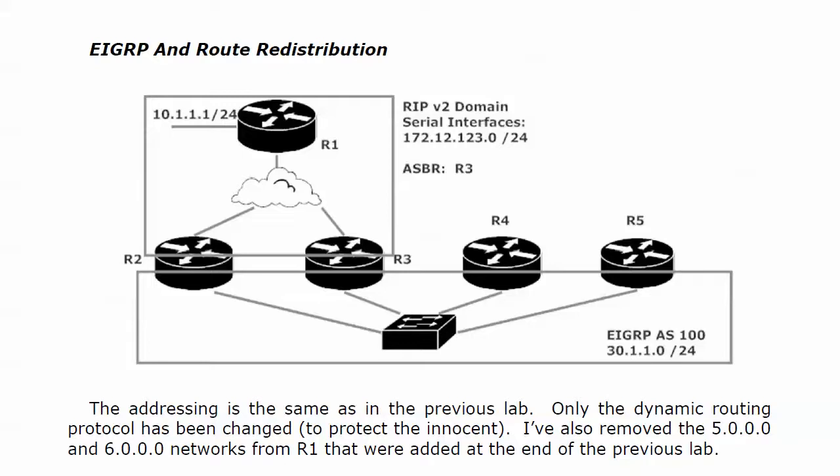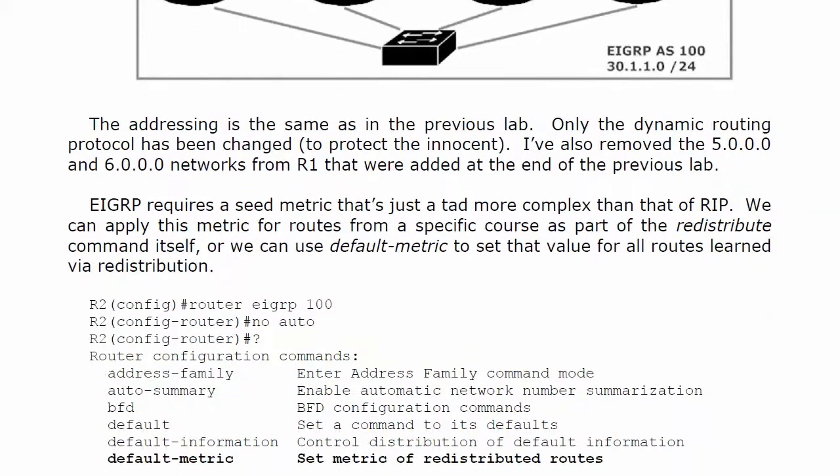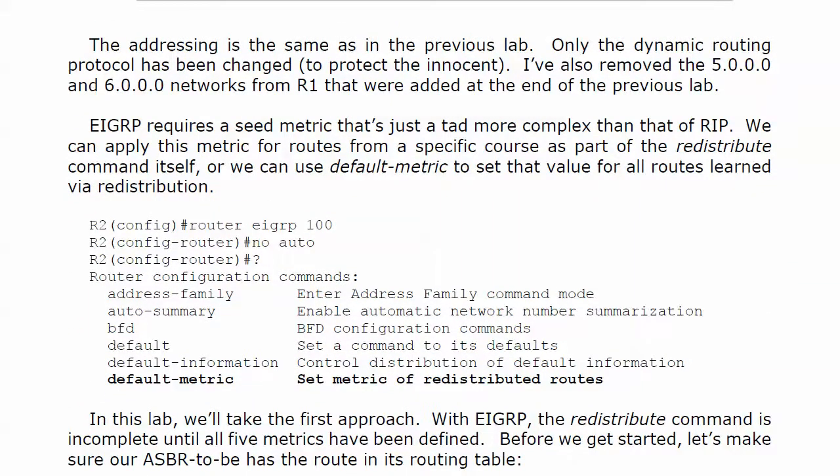The only networks here are 10.1.1.0/24, 172.12.123.0/24, and 30.1.10.0/24 in the EIGRP AS. Now, EIGRP does require a seed metric as well, and it's just a tad more complex than RIP's, as you might guess. We can bring the seed metric into play in one of two ways. You can add it to the redistribute command itself at the very end, or you could use the default-metric command. We're going to use the redistribute command method, but I'll show you the default-metric options on the live equipment in just a moment.